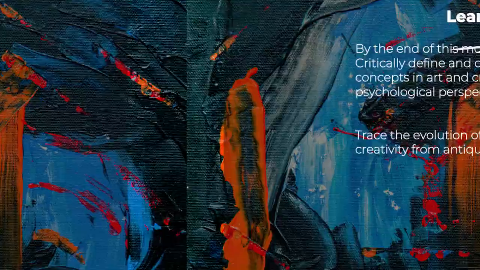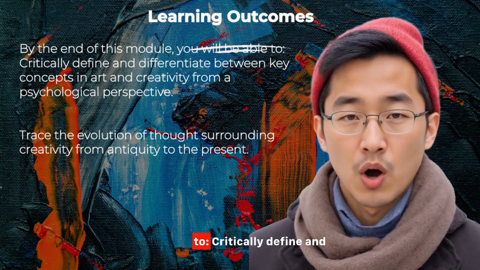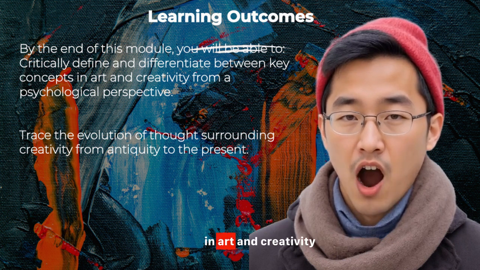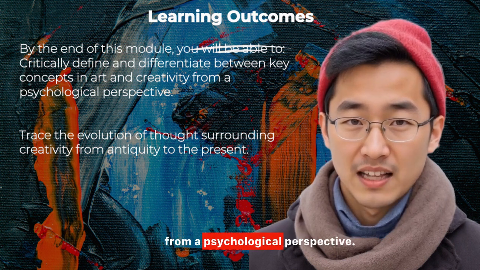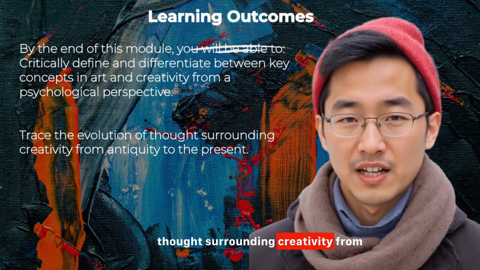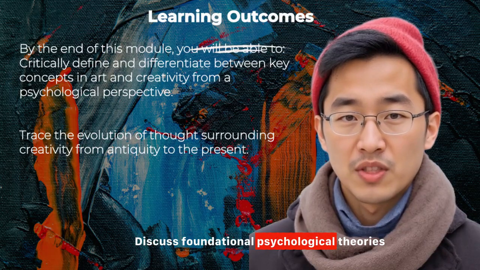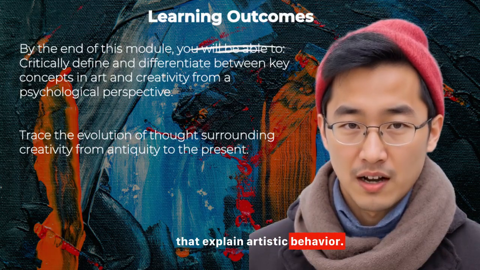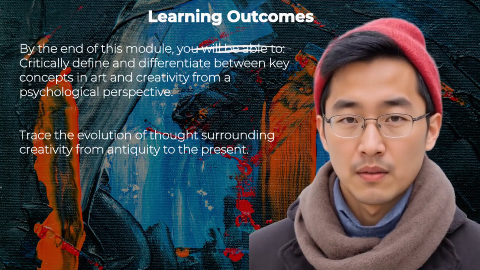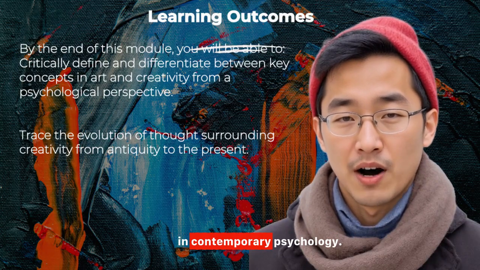Learning outcomes. By the end of this module, you will be able to critically define and differentiate between key concepts in art and creativity from a psychological perspective. Trace the evolution of thought surrounding creativity from antiquity to the present. Discuss foundational psychological theories that explain artistic behavior. Identify how unconscious processes contribute to creativity. Recognize the diversity of approaches to studying creativity in contemporary psychology.